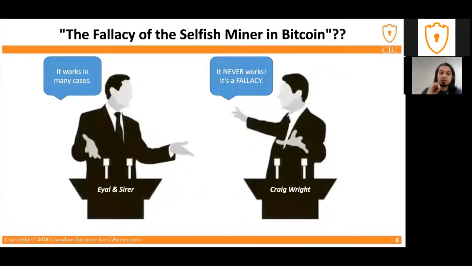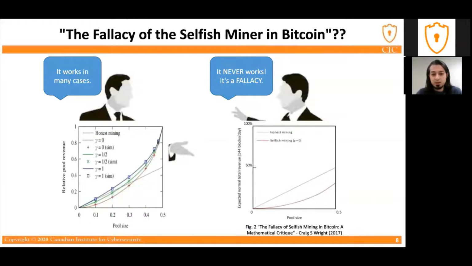But there is a debate between, on one side, EL and CR, and the other side, Craig Wright, who is one of the most important people in the Bitcoin community. EL and CR say that selfish mining works in many cases, but Craig Wright says it never works, and it's actually a fallacy. On the left side, you can see the figure from the previous slide, and on the right side, you can see the analysis of Craig Wright for the same thing.